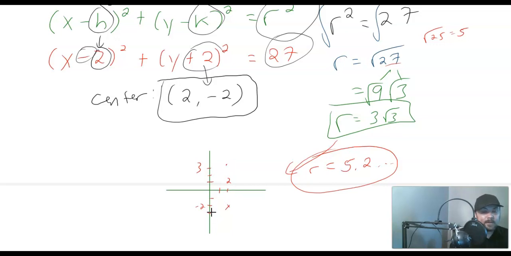I might not have left myself enough room. 1, 2, 3, 4, 5. So this will be at negative 7, just a little bit further below that for 5.2 down.